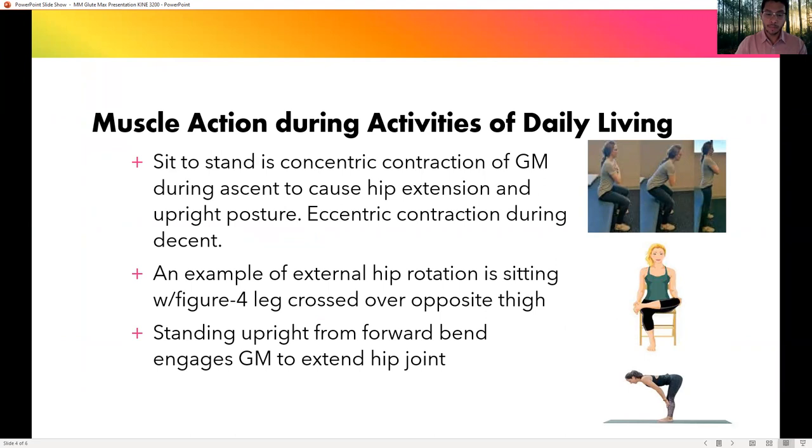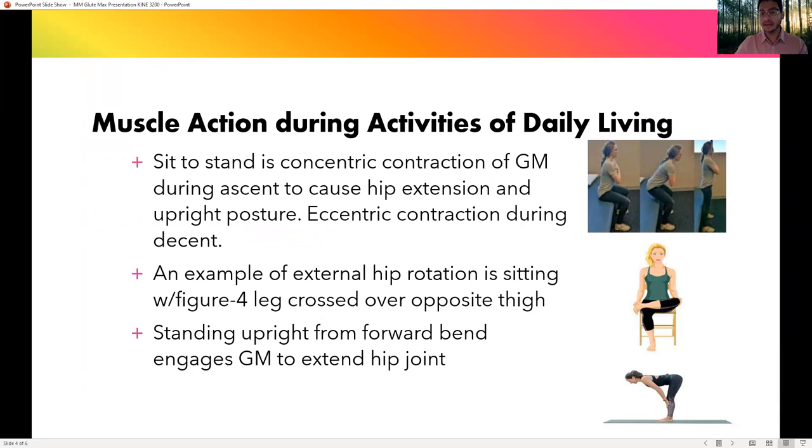An example of external hip rotation is sitting with a figure four leg crossed over the opposite thigh. You can see here in this middle picture with the woman with the green top sitting in the chair. She's got her leg crossed over the opposite side, and that's a pretty good example of sitting cross-legged. Some people do this throughout their day. And that is external hip rotation in action.